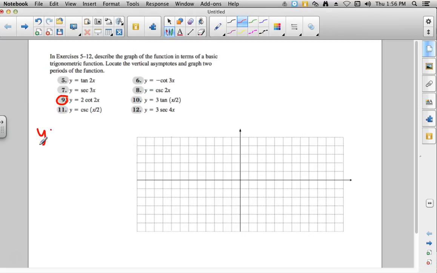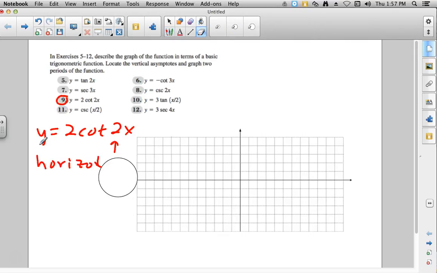So we have y equals 2 cotangent of 2x. And when we describe it, that means basically tell what the 2's are responsible for. So this 2 is connected with the x, and whenever anything's connected with the x, we have to think it's the opposite of what we're seeing. Normally with 2 times x, we would think that that's going to be a horizontal stretch factor of 2, but it's actually the opposite. It is a horizontal shrink factor of 2.